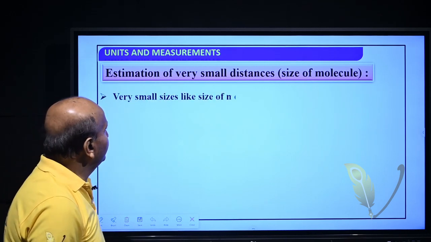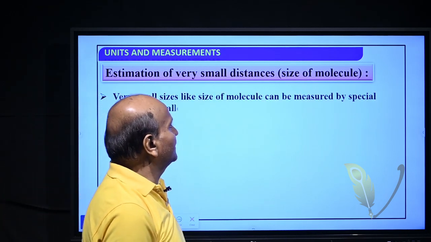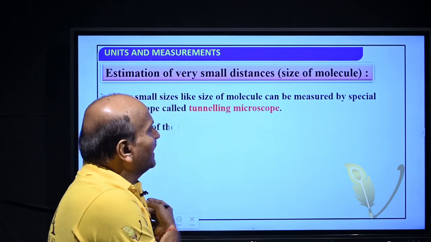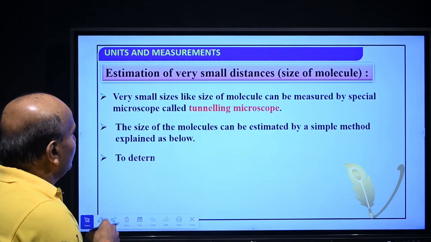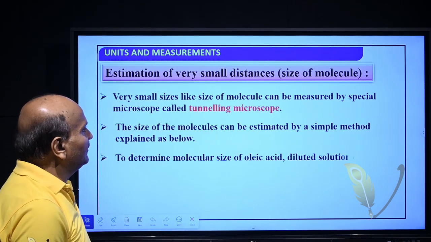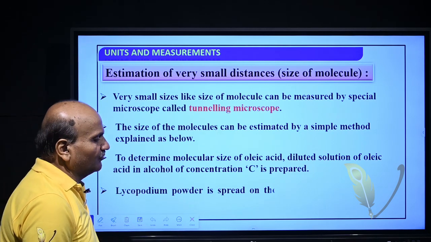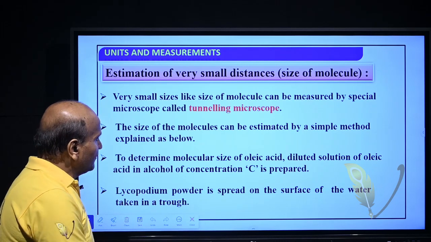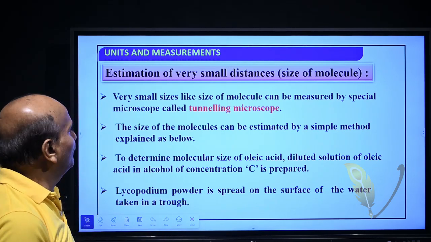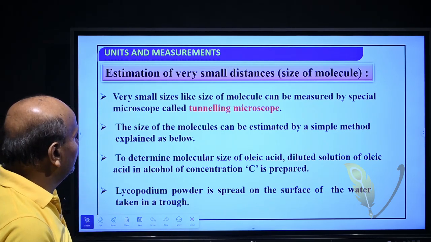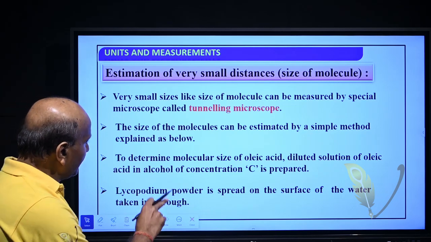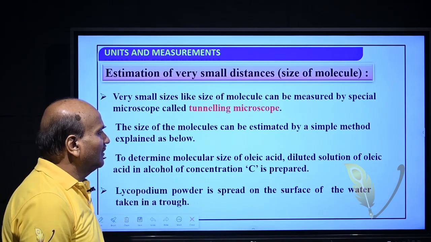Now, estimation of a very small distance, that is the size of a molecule. Very small sizes like the size of a molecule can be measured by a special microscope called the tunneling microscope. The size of molecules can also be estimated by a simple method, experimented as below, to determine the molecular size of oleic acid.